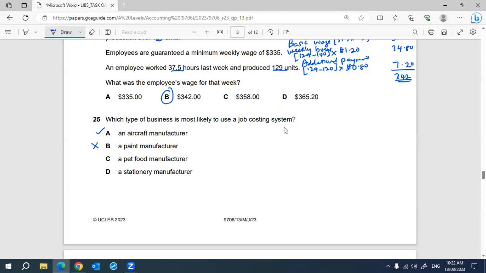This is not an option. Pet food manufacturer is not an option because they're going to sell the same packet of pet food to everyone, and so is stationery. So options B and C and D are not options because the product is the same product that is used by the public, whereas aircraft manufacturer, the aircrafts are more personalized. So therefore A is the best answer.